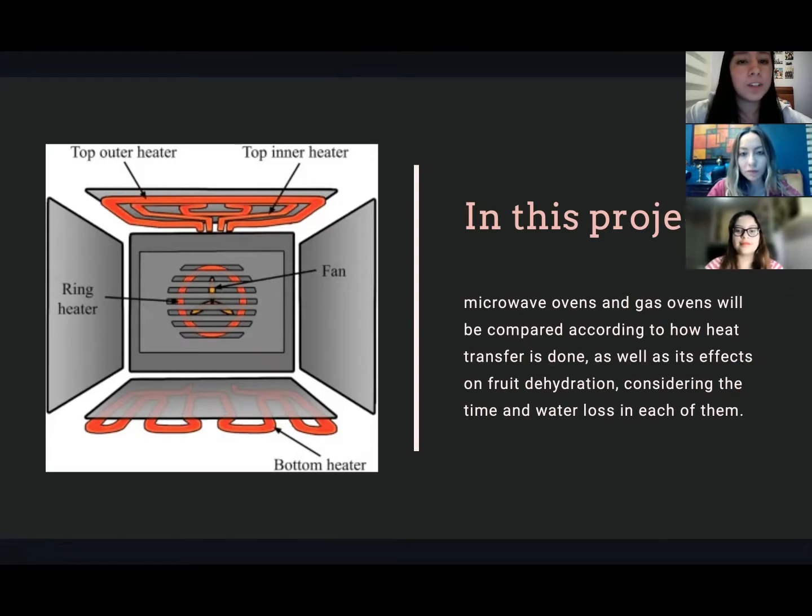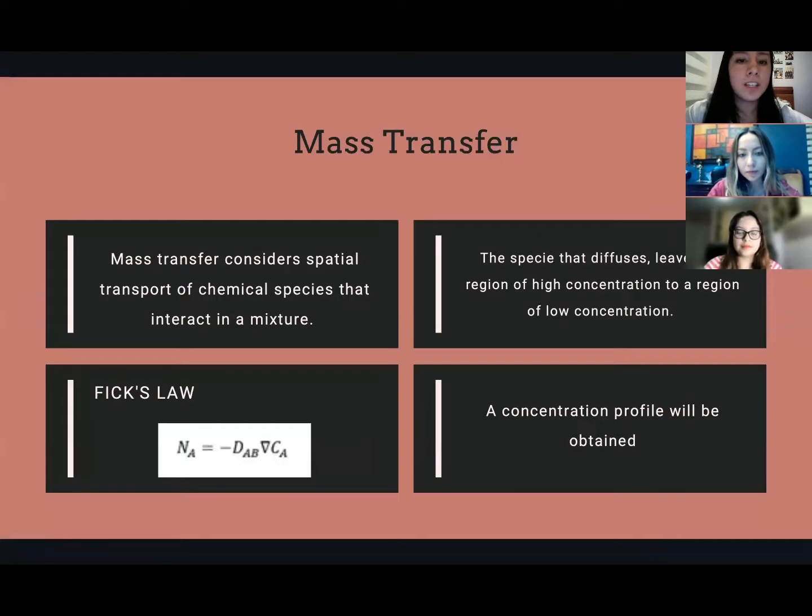Now, the last type of transport phenomena is mass transfer. So mass transfer considers spatial transport of chemical species that interact in a mixture. So the mechanisms that govern mass transfer are diffusion and convection. Although chemical reaction might happen during the transfer, it is not considered a mechanism. Nevertheless, it needs to be taken into account for the analysis.